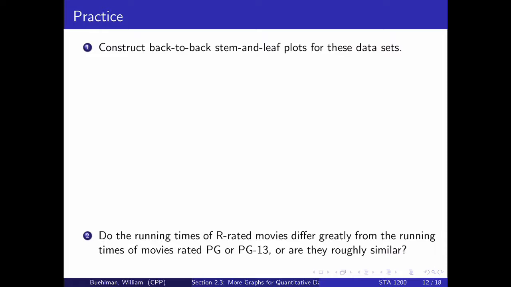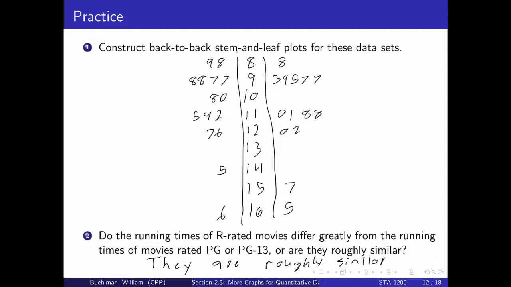So the answers will be in 3, 2, 1. Here are the answers you should have gotten. So when we construct this, on the left-hand side, I have the PG or PG-13 movies. On the right-hand side, I have the R-rated movies. And there was only 14 R-rated movies. I know the slide says 15, but I just recounted. There's only 14. And there was 15 PG-13 movies.